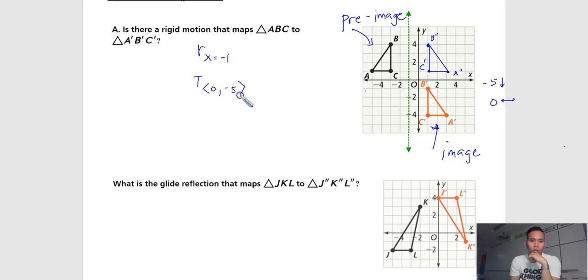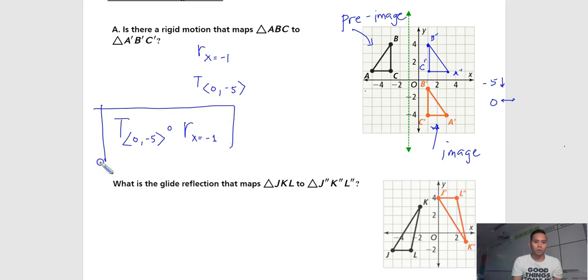So we can now write the rule for the rigid motion on composition here. What we did first is reflection along the line of reflection x = -1, composed of a translation of the image by 0, going down -5. So we have now the rule for this example.